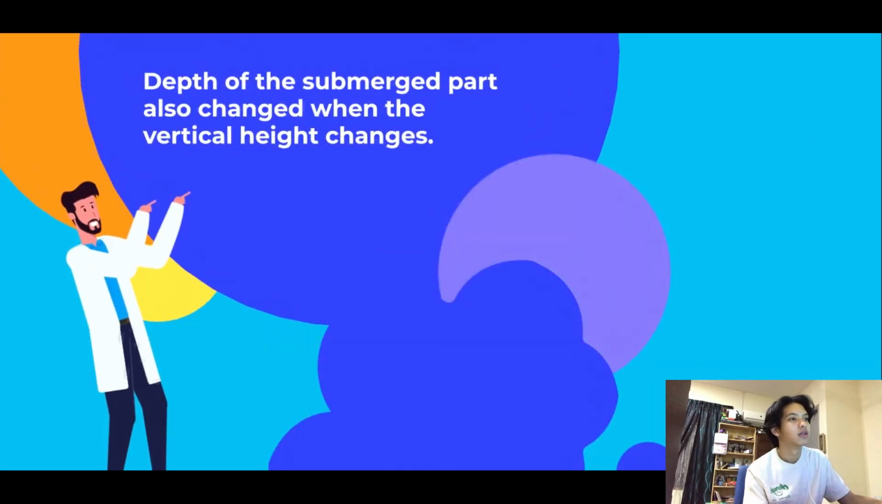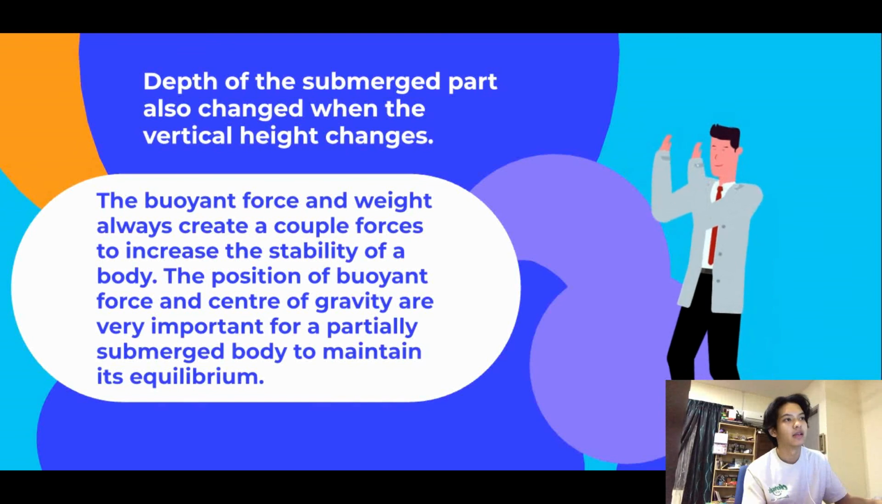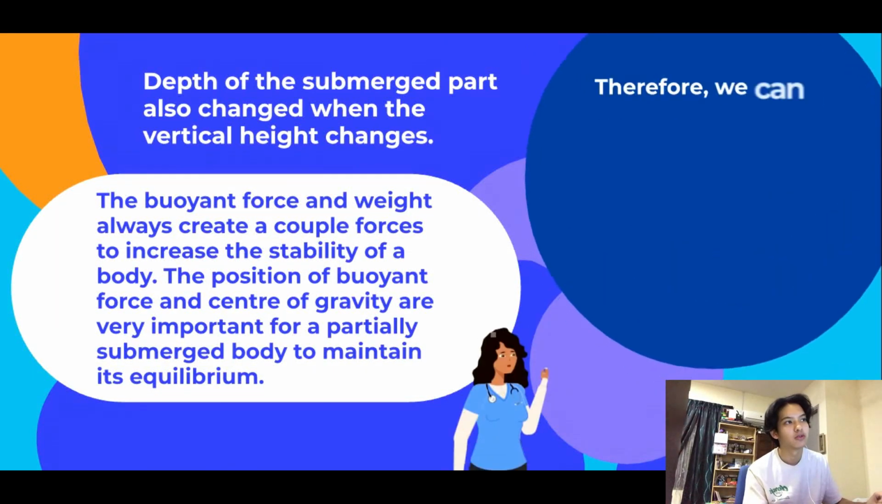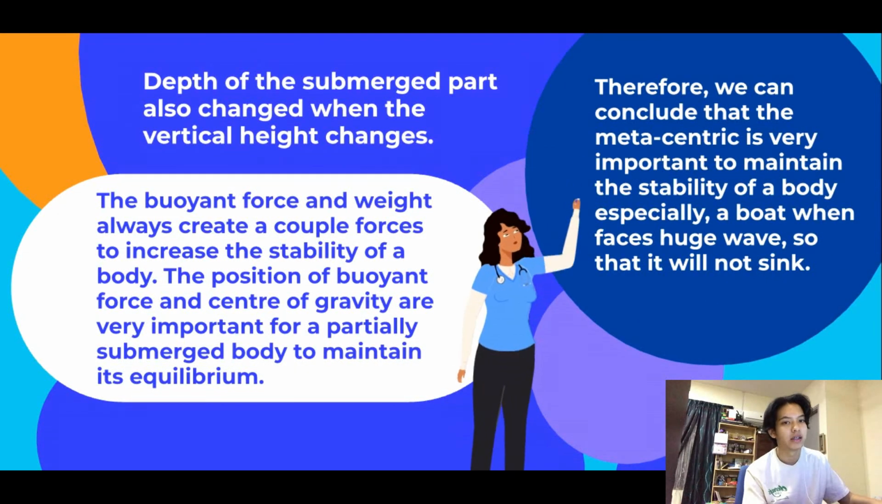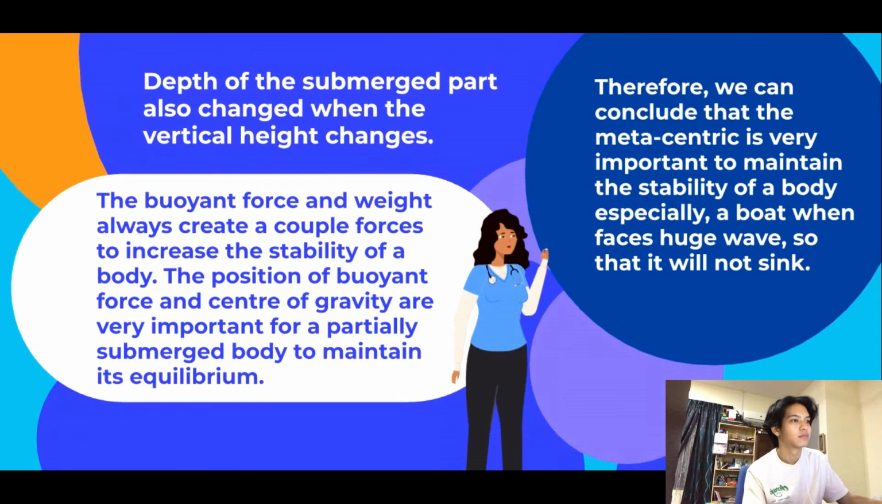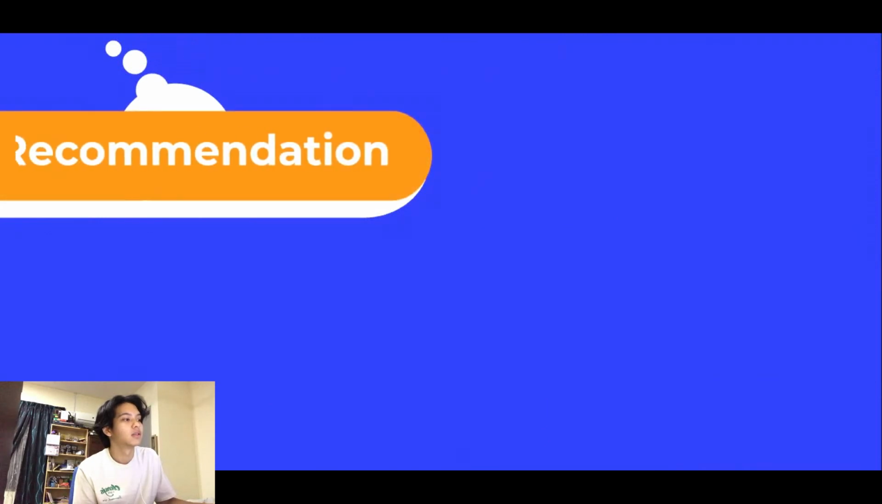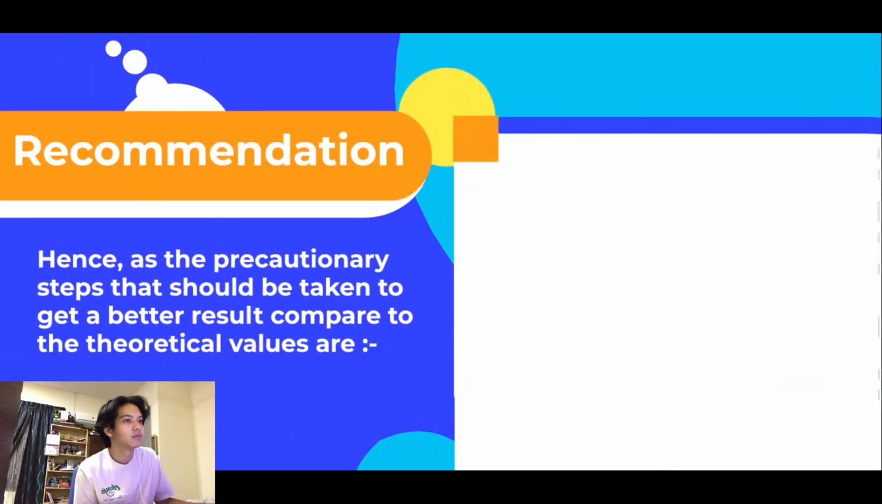The depth of the submerged part also changes when the vertical height changes. Therefore, we can conclude that the metacenter is very important to maintain the stability of a body, especially a boat, when it faces a huge wave, so that it will not sink.